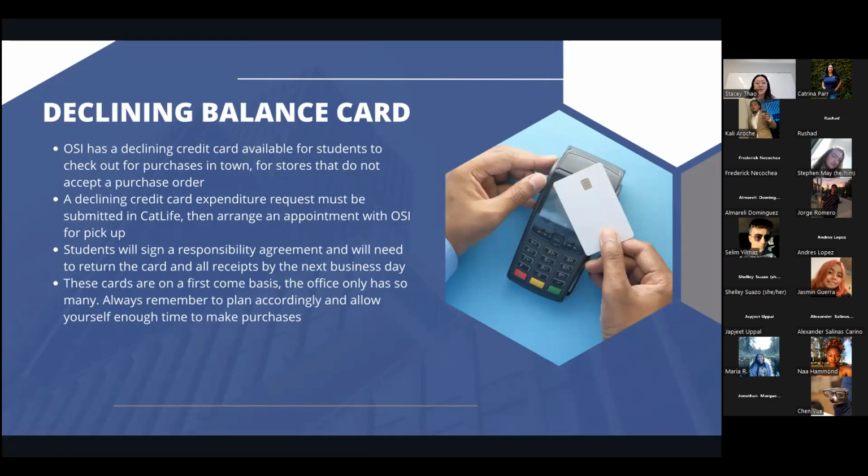We'll be sending an email every time we get a declining balance card request to the person who submitted it. Students will sign a responsibility agreement and will need to return the card and all receipts by the next business day. These cards are on a first come, first served basis, so the office only has as many as we have on hand. Always remember to plan accordingly and allow yourself enough time to make purchases. You can refer back to the timeline that we mentioned earlier to make sure you're planning accordingly for when your event is and when you need a declining balance card.